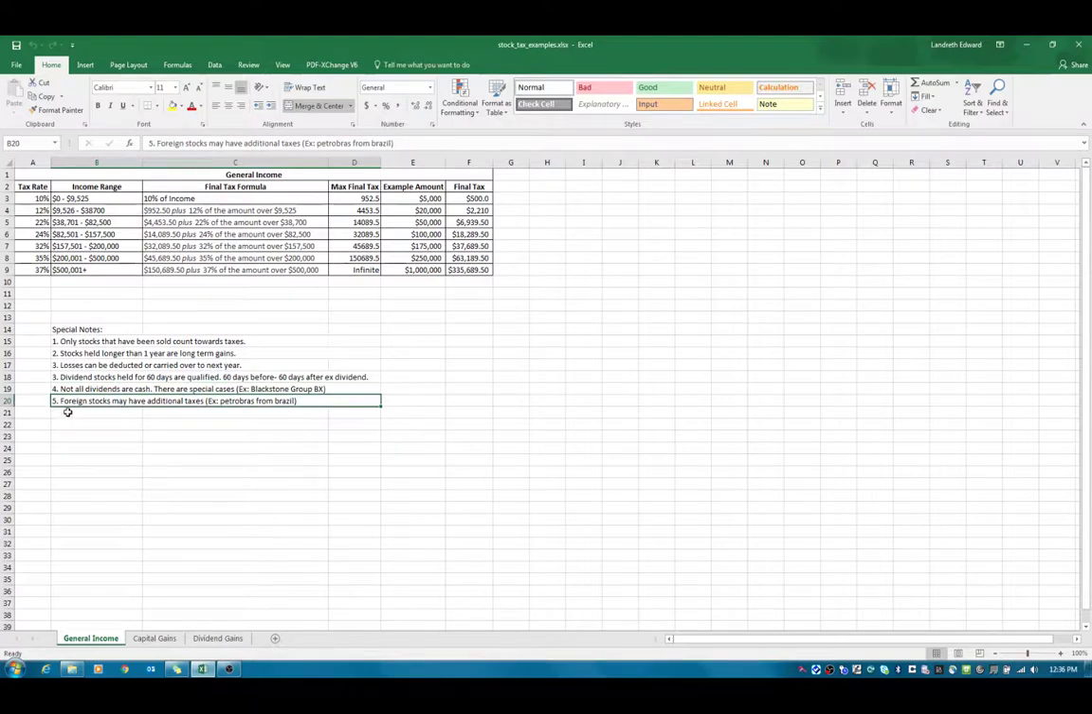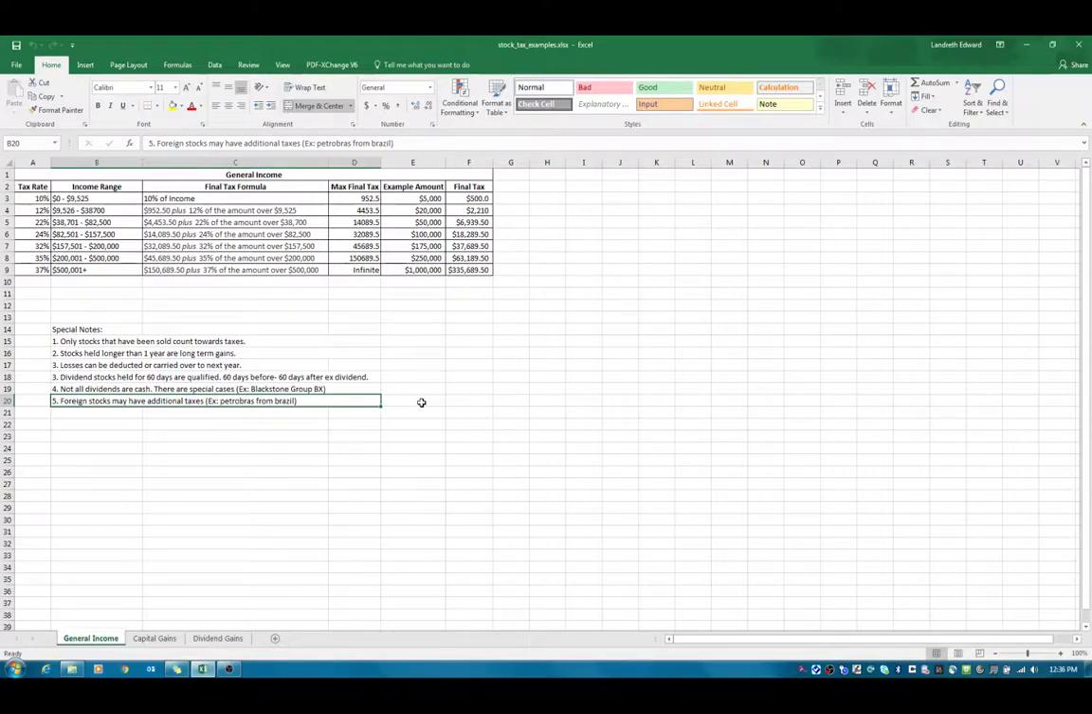And the last note is similar to the one we just went over. It's that there are special stocks. If you have foreign stocks, then they may have additional taxes, not just with dividends, but with also when you buy and sell the stock. So I put in this example from a Brazilian stock.